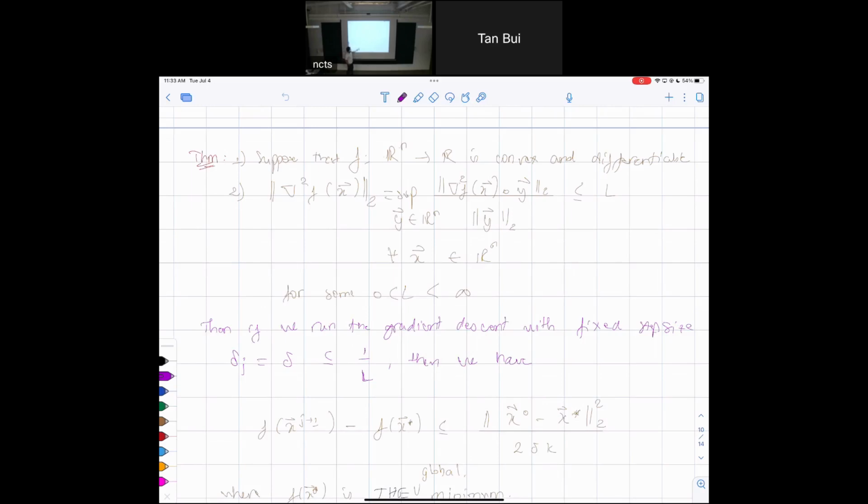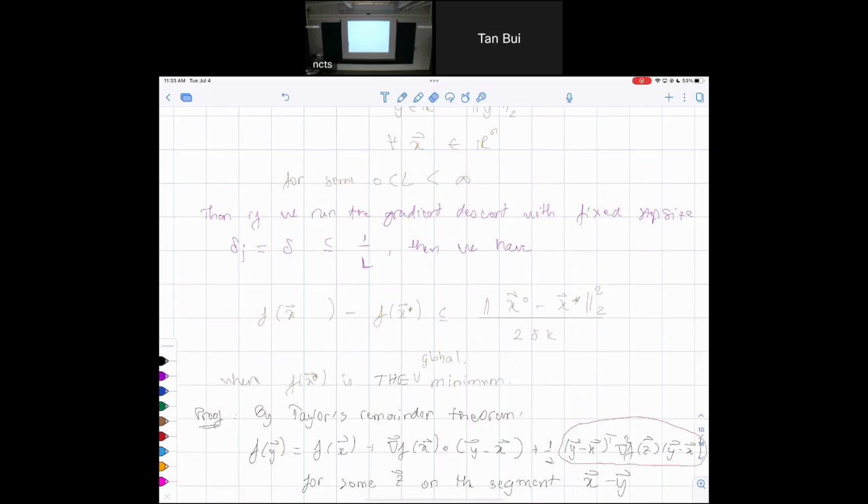But I'm sorry, this should be j; there's a typo there. Let me go and fix it. And this is true for all j, j equal to 1, and so on.